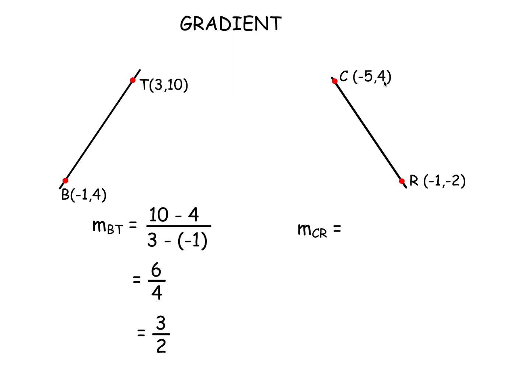And this one, top minus bottom is 4, subtract -2, which is 6. -5, subtract -1, which is -4. So that's C minus R, top here minus bottom, 4 minus -2. C minus R, top minus bottom, -5 minus -1. 6 over 4 cancels to 3 over 2, but it's a positive over a negative, so you get a negative answer. It's a negative gradient. So up the way is a positive gradient, down the way is a negative gradient. But the coordinates should sort that out anyway.